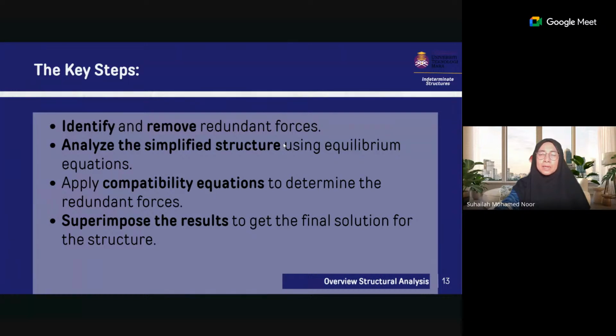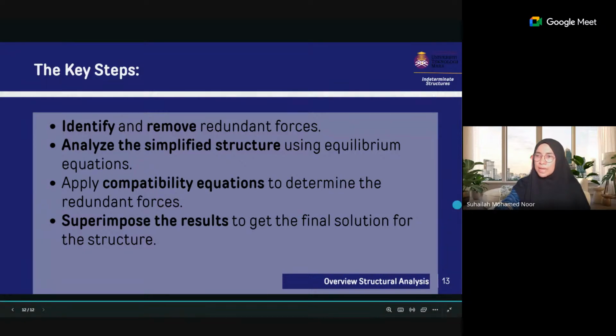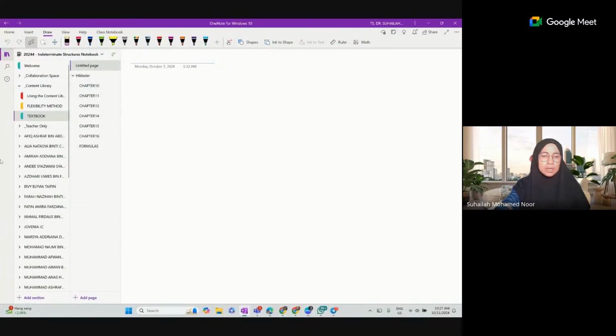Okay, when we apply the principle of superposition, we will have the compatibility equation. The compatibility equation is actually based on displacement at redundant position for all types of structure. And then by solving the compatibility equation, we get the redundant. So once after we get the redundant value, then we can solve the remaining three unknown reactions. Okay, that's the principle.